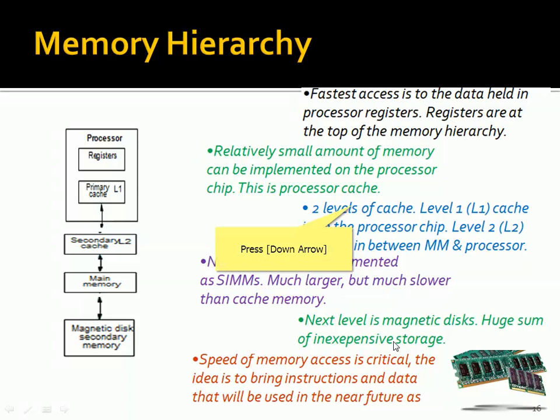So the speed of memory access is critical. The idea is to bring instructions and data that will be employed in the near future. Most systems already handle them differently or simultaneously. In most microcontroller cases, both data and instructions are put in the same memory, whereas the microprocessor treats them in different compartments. That is for most general purpose applications.